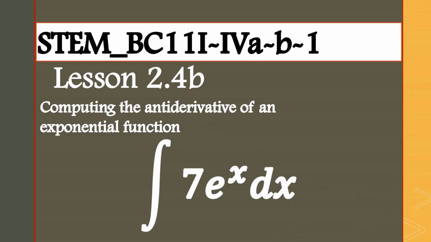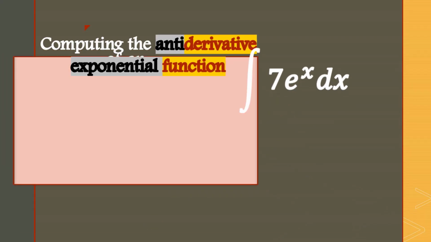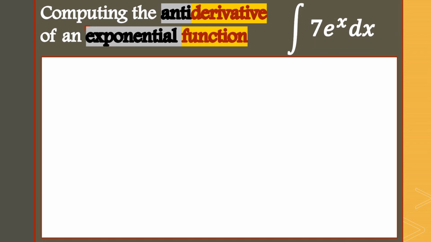Let's compute the antiderivative of this given exponential function. In this given, we have a special form of exponentiation because our base here contains Euler's number. So we're going to use the second form of the exponential rule to solve for the antiderivative of this given function. We are given the integral of 7 e to the power of x dx.